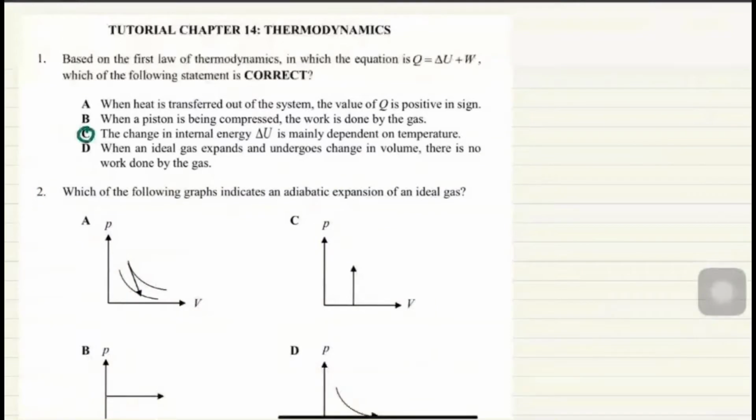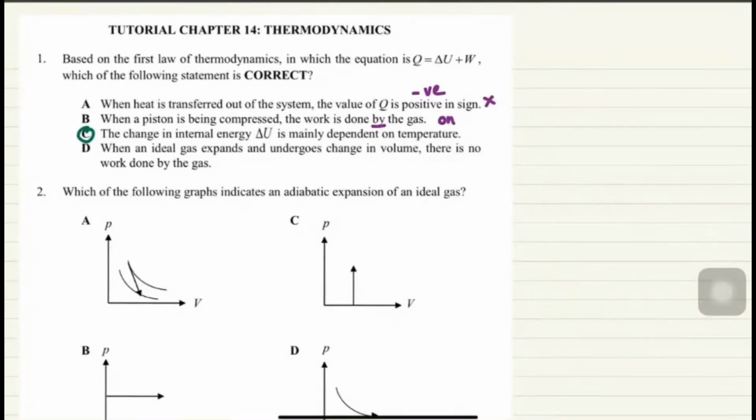Okay, we try to look one by one. When heat is transferred out of the system, the value of Q is positive in sign. Ini salah sebab sepatutnya dia adalah negatif. When a piston is being compressed, the work is done by the gas. Ini pun sama juga, sepatutnya dia adalah on the gas.